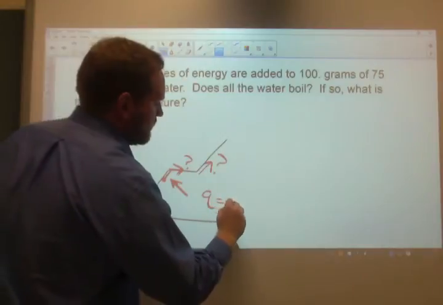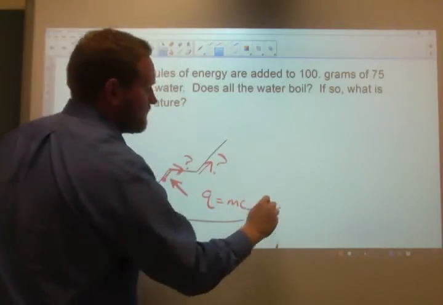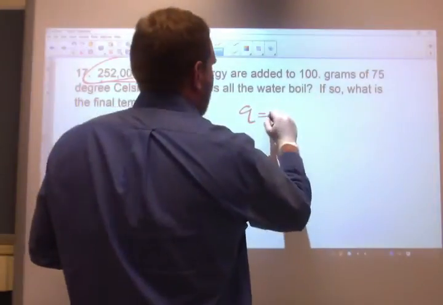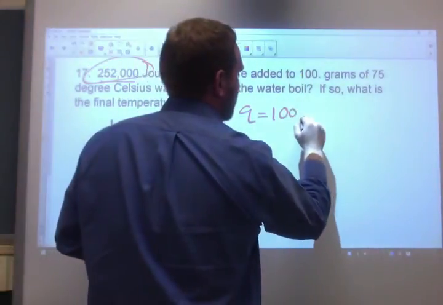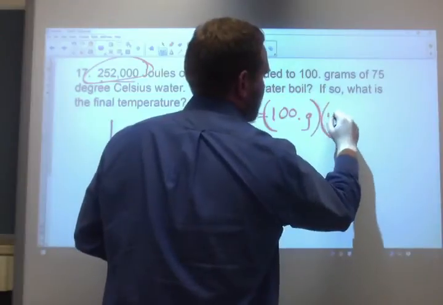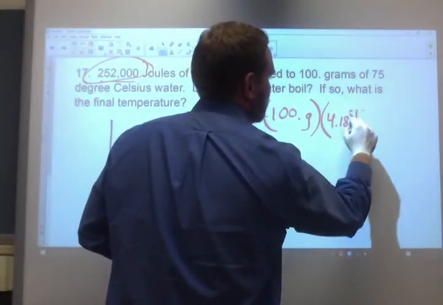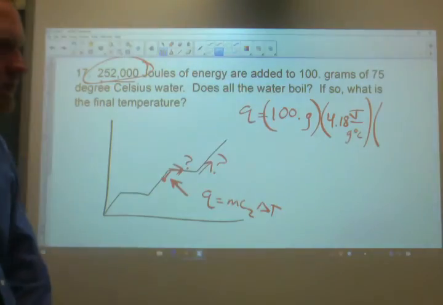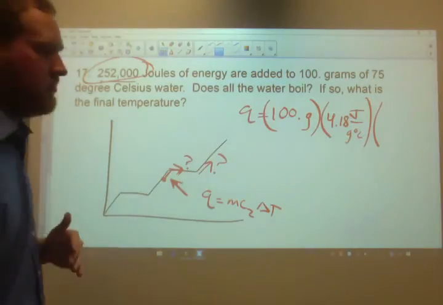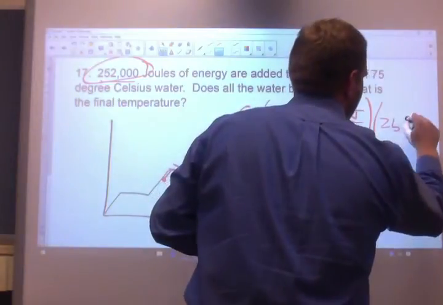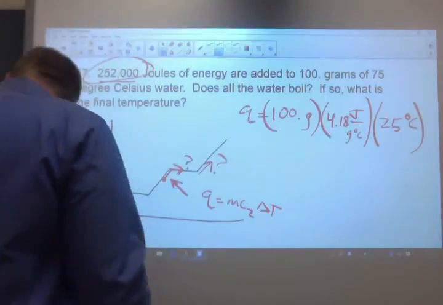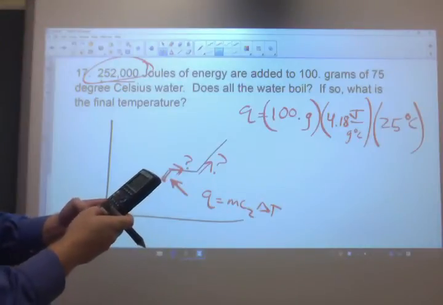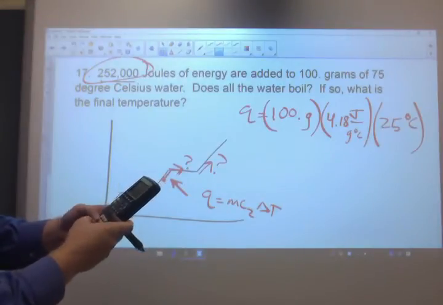The formula for this is Q equals mc2 delta T, and I want to solve for Q here. Q equals 100 grams times c2, which is 4.18 joules per gram degree Celsius. And delta T is going to be 25 degrees. I'm going from 75 up to 100, so 25 degrees. 100 times 25 times 4.18.